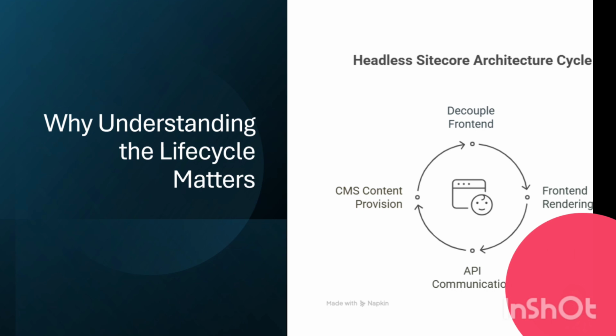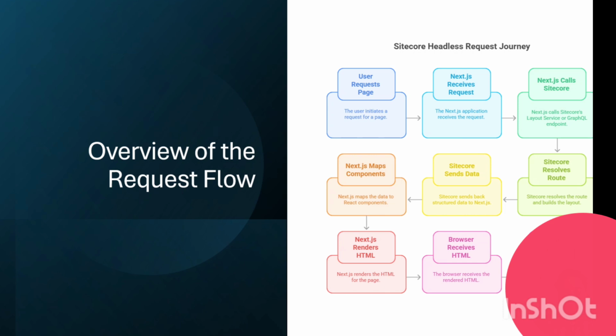In traditional Sitecore, everything like content, layout, and rendering happens inside one big system. But in a headless world, your front end built with React or Next.js is separate, and Sitecore simply delivers content and layout data through APIs. Knowing how the complete lifecycle works helps you debug performance issues, optimize data calls, and structure your projects better. So let's go through the high-level journey of a request in a Sitecore headless setup.